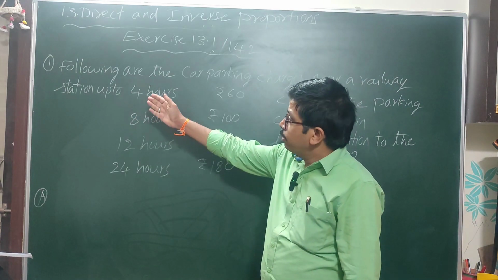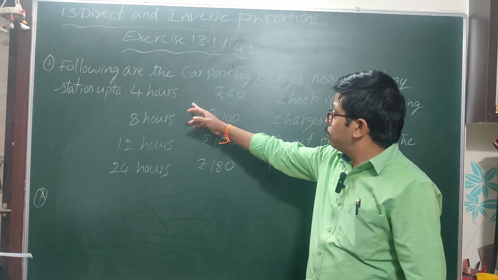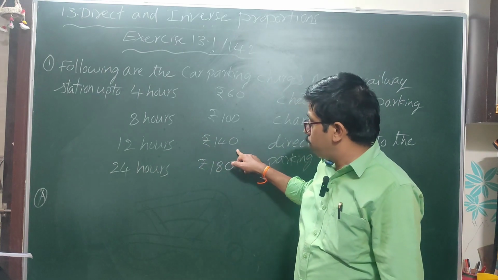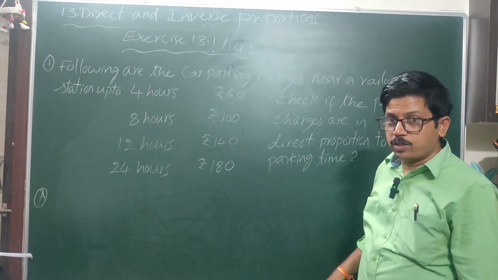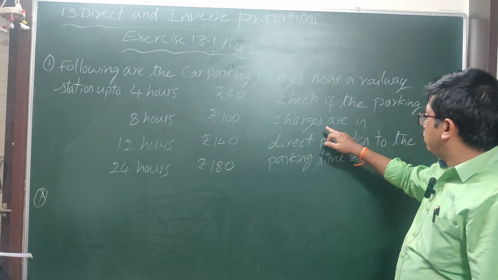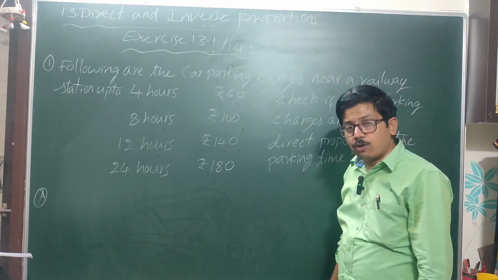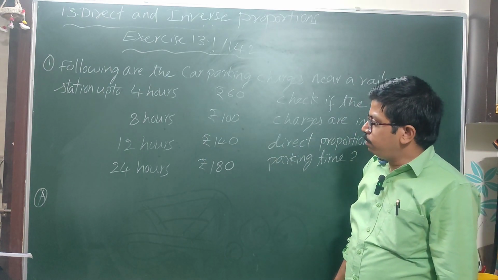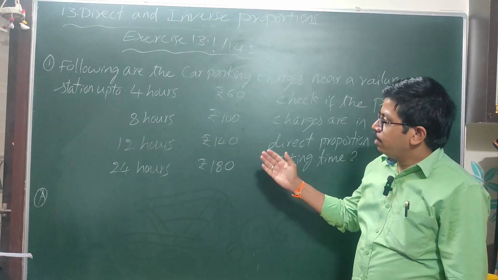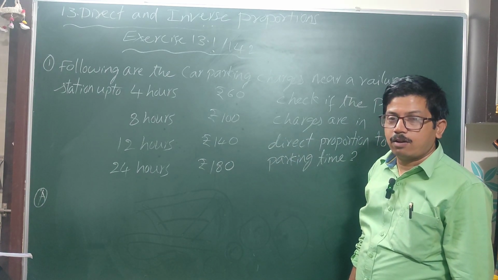The first question is: following are the car parking charges near a railway station. Up to 4 hours 60 rupees, 8 hours 100 rupees, 12 hours 140 rupees, 24 hours 180 rupees. We are asked to check if the parking charges are in direct proportion to the parking time. So how to solve this? Simply we can follow the unitary method, that is calculating parking charges per hour in each case, and let us see whether they are equal or not.